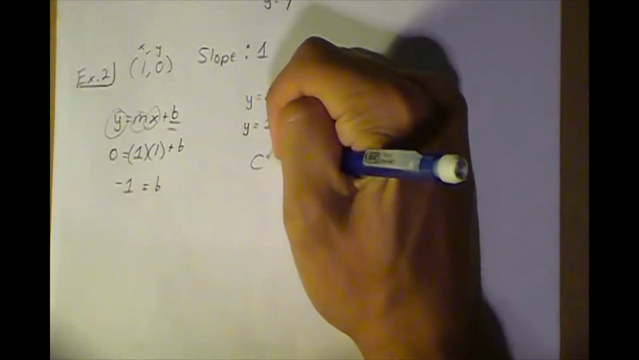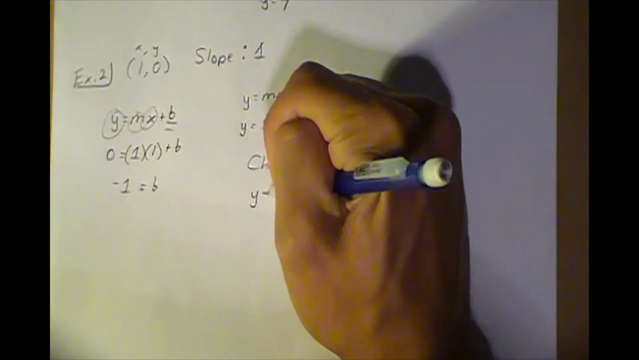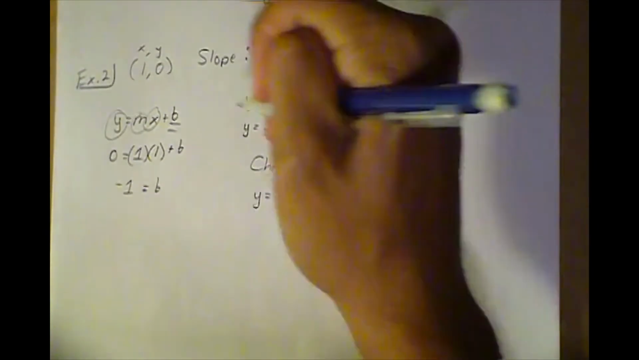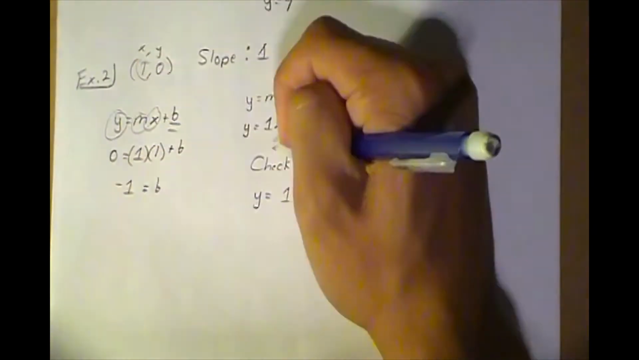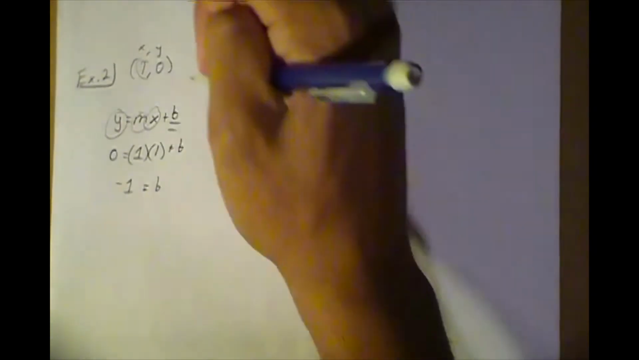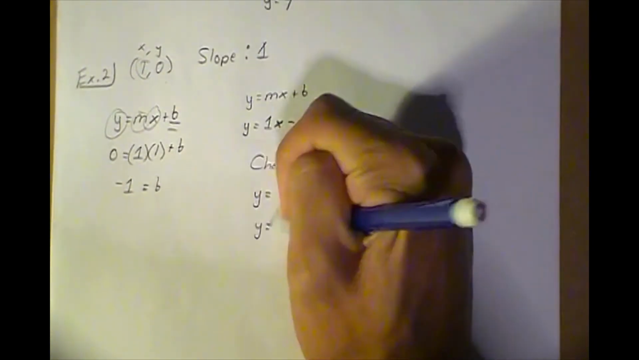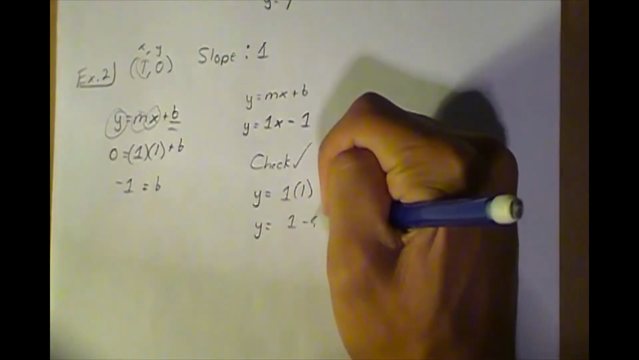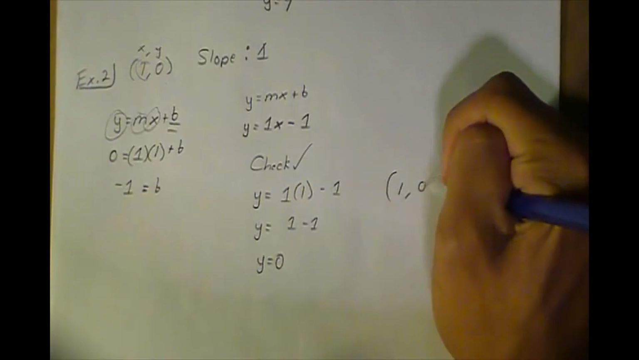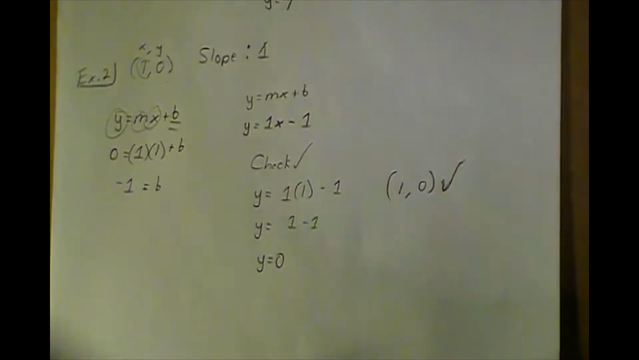We can again do the check method, where we say, well, y is equal to 1, and we'll use this value over here, this value of x. And if everything checks out, when we plug in 1 here, we should get 0. So y is indeed equal to 0, proving this point and this equation, more importantly, correct.